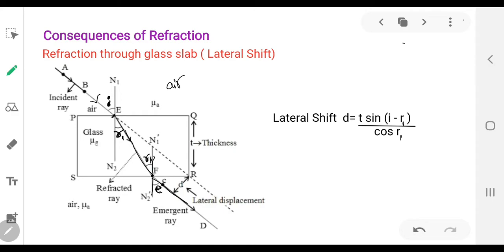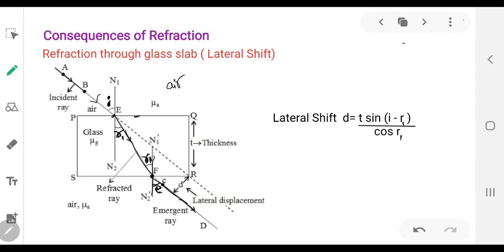At the first interface, I is the angle of incidence, R1 is the angle of refraction. At the second interface, R1 is the angle of incidence, as these are alternate angles, this angle will be equal to this. So R1 is the angle of incidence and E is the angle of emergence.